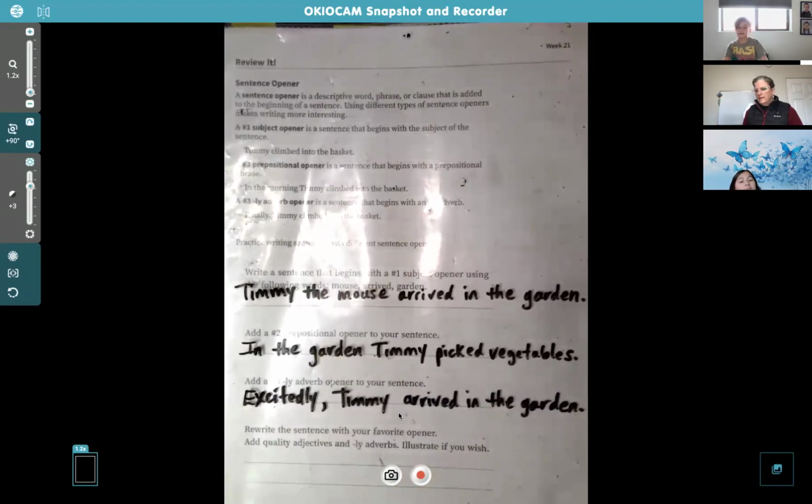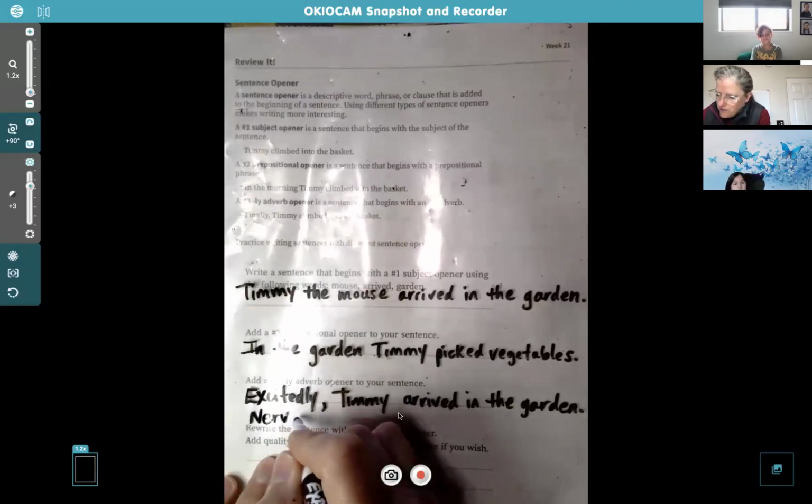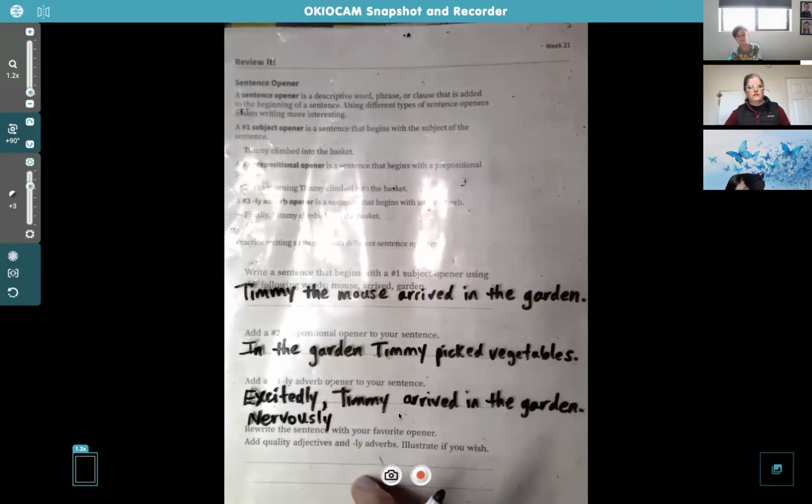Scaredly, Timmy arrived in the garden because he was scared of the cat. I wonder if you could say nervously. That one kind of works a little bit better than scaredly. Scaredly is not really a word, but nervously. Here, I'll spell it for you in case you need it. It's a big word. Nervously, Timmy arrived in the garden.